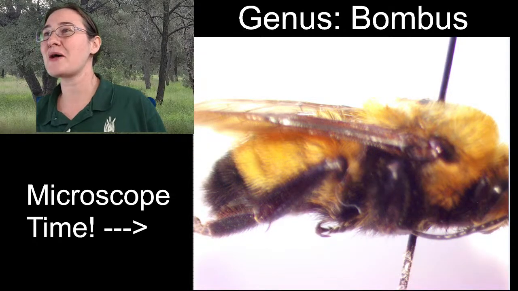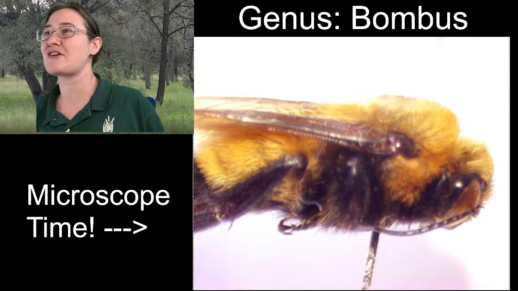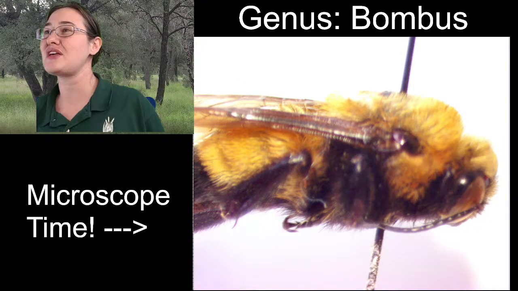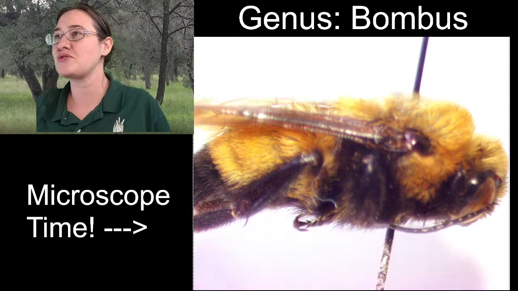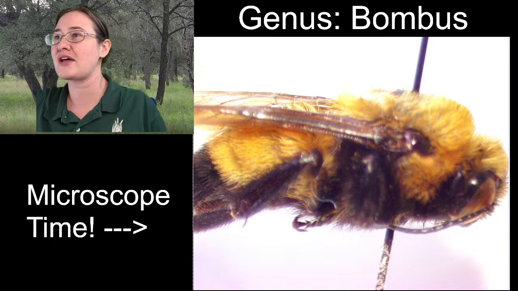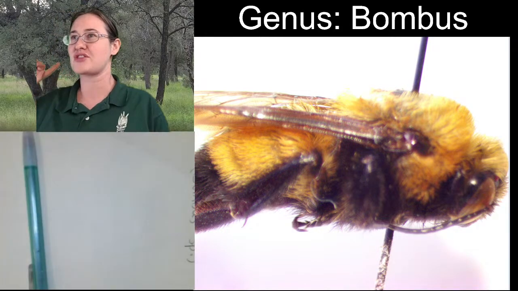Now, I'm not an expert on bumblebees down to species. I do believe we probably could get it to species using the striping pattern on the abdomen and the location that it was collected.